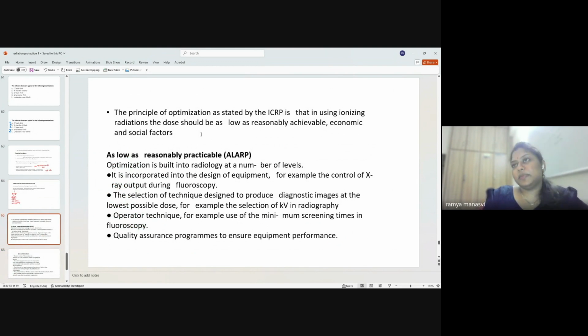Next, optimization. The principle of optimization is nothing but if you are using ionizing radiation, the dose should be as low as reasonably achievable, depending on the economic and social factors as well. So if ultrasound will give the diagnosis, you don't have to go for CT. If there is CT and MRI, but CT is cheaper than MRI, and it has enough benefits over risk, then you'll go for CT rather than MRI. So all of these things you need to calculate, then give the radiation and select the correct examination that is important for the patient.